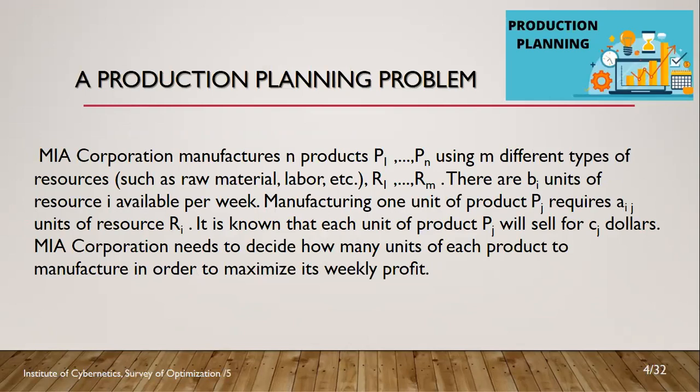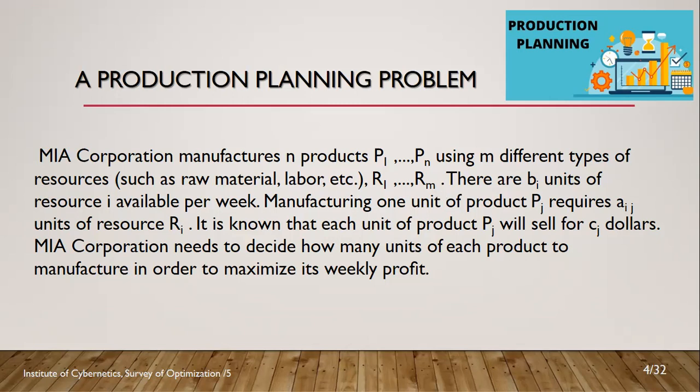Now first, let's talk about the LP formulation in general form, and we discuss the implicit assumptions made by any LP model. For this purpose, we will look at the following working example. This is a production planning problem. We assume that we have a production manufacturing facility that produces n products denoted as P sub 1 up to P sub n, which uses m different types of resources such as raw materials, labor, and so forth. These resources are denoted by R sub 1 up to R sub m.